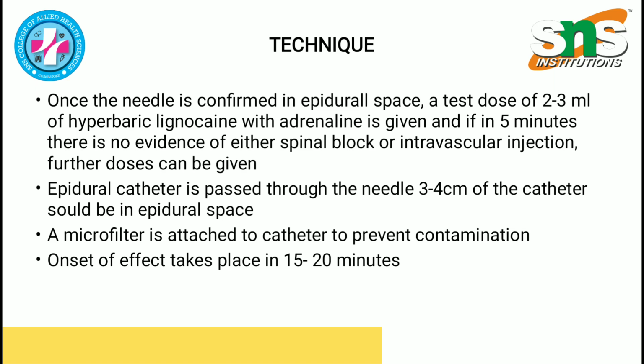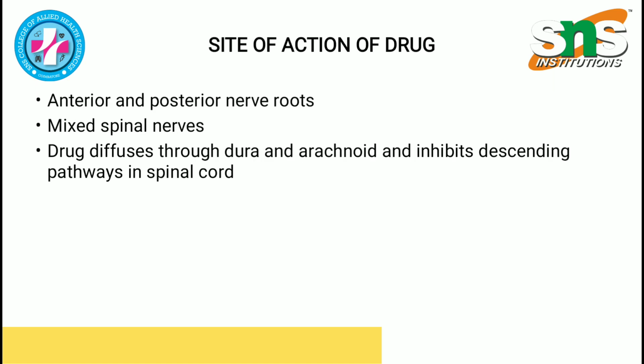3 to 4 cm of the catheter should be in epidural space. A microfilter is attached to the catheter to prevent contamination. The onset of the effect takes place in 15 to 20 minutes. Site of action of the drug. It acts on anterior and posterior nerve roots, mixed spinal nerves. Drug diffuses through dura and arachnoid and inhibits descending pathways in spinal cord.